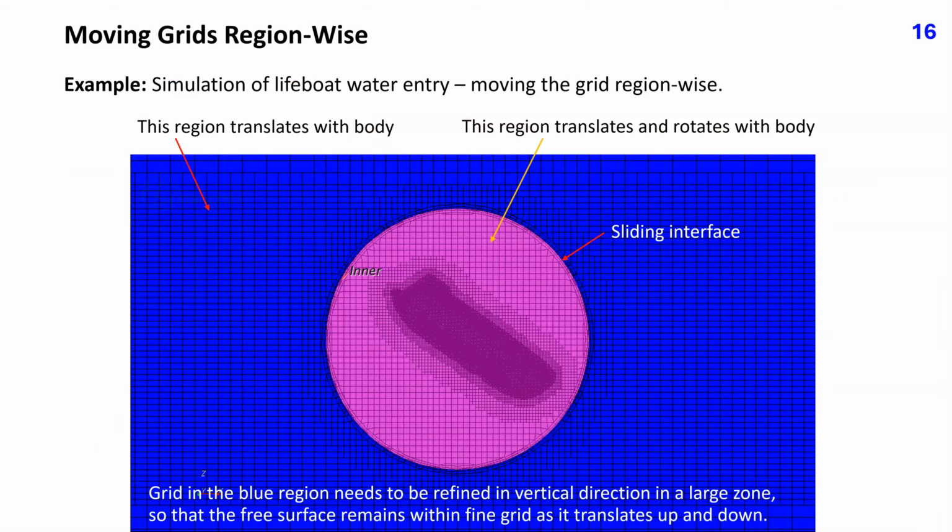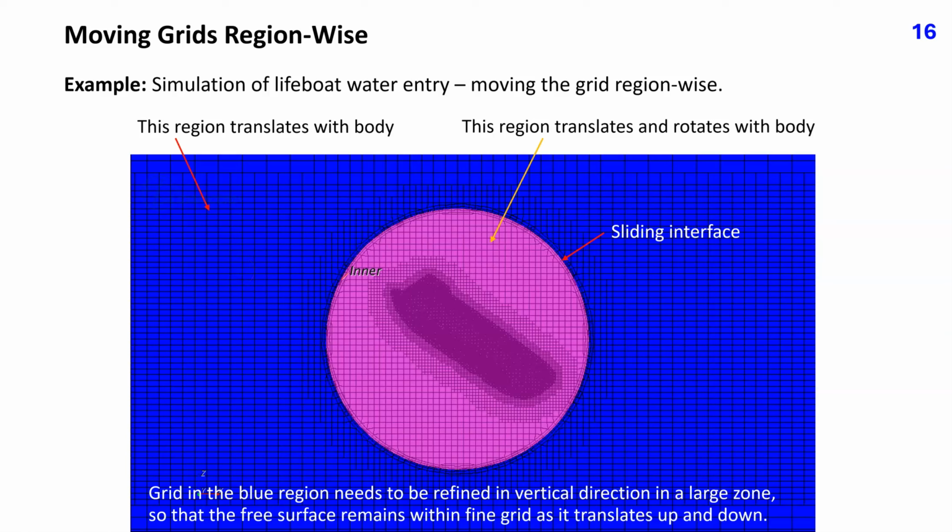To increase the flexibility and avoid fine grid in a larger zone, one can split the solution domain into two regions. One region is attached to the body and moves with it without deformation, performing both translation and rotation. The other region performs only translation motion.